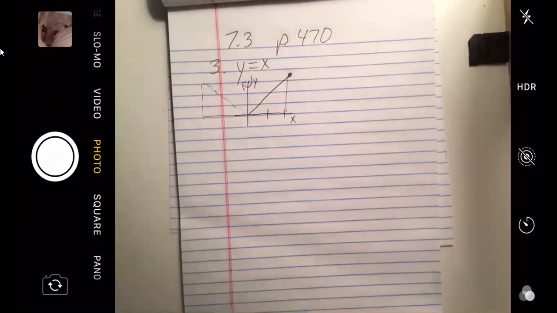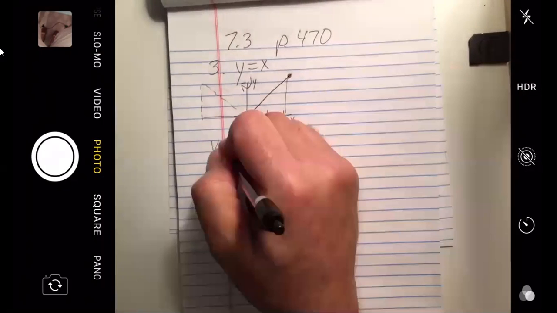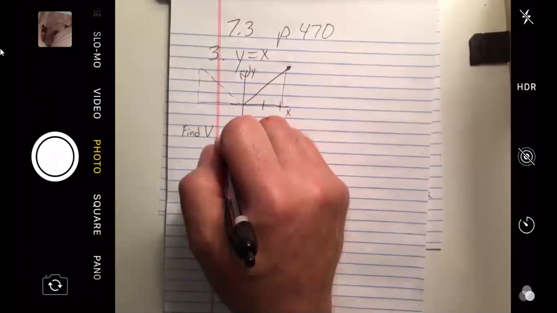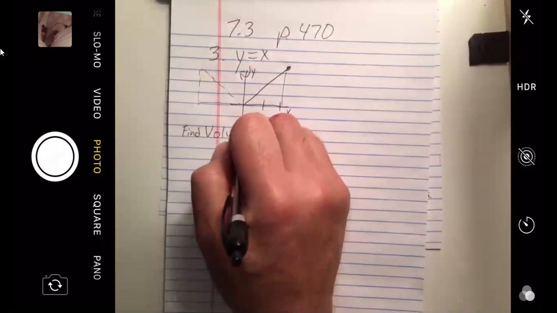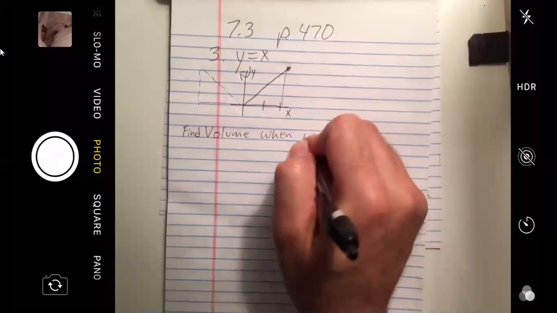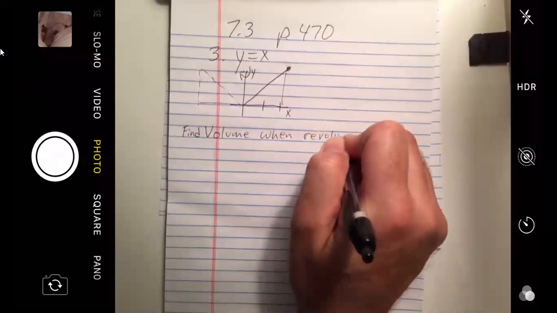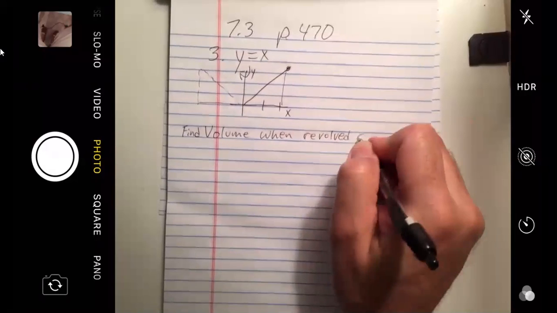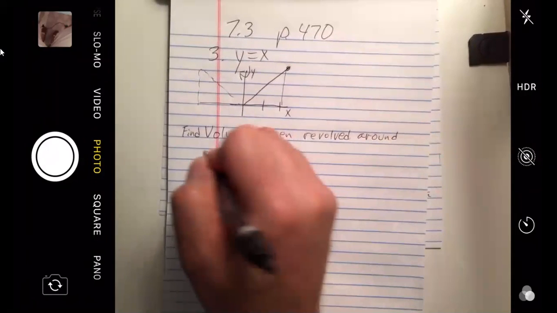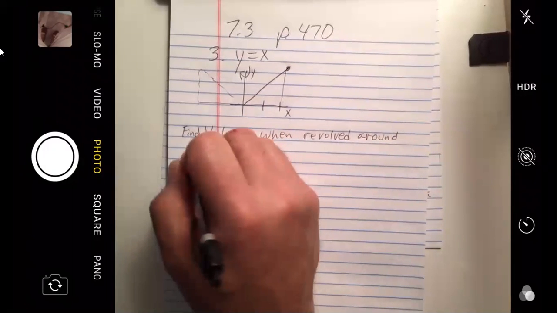My screen froze. I was too busy drawing and not looking at the screen. Okay, maybe I'm back. Okay. Find volume when revolved around the y-axis by the shell method.